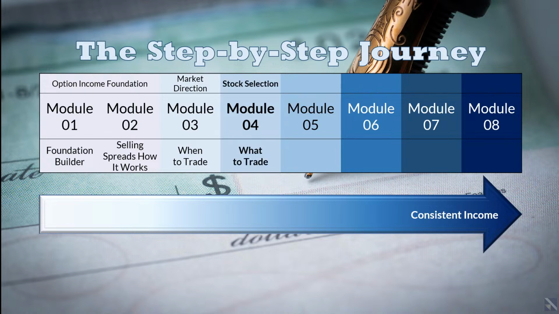Now, after you know the direction of the market, you're going to want to find stocks that are highly likely to move in the same direction. Now, this is going to stack probability even more in your favor. The outcome here is you're going to know how to quickly find the best stocks and indexes to trade that give you the highest probability.